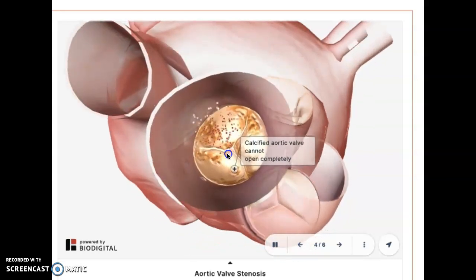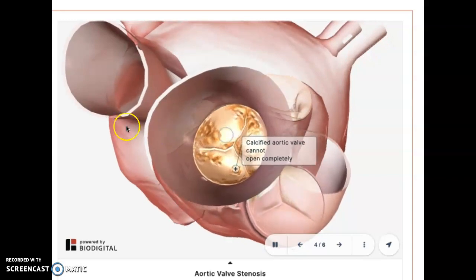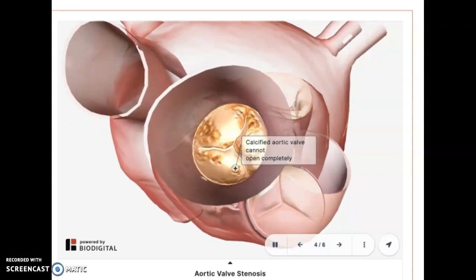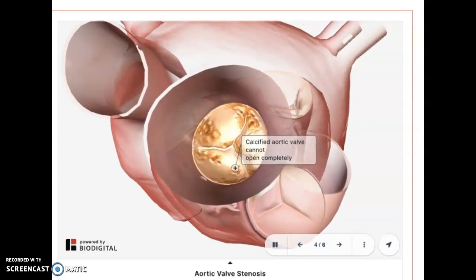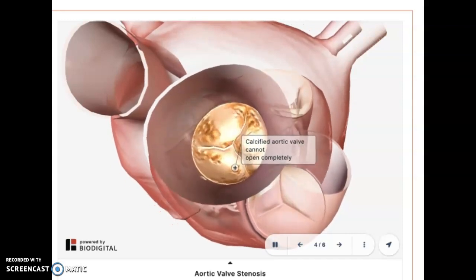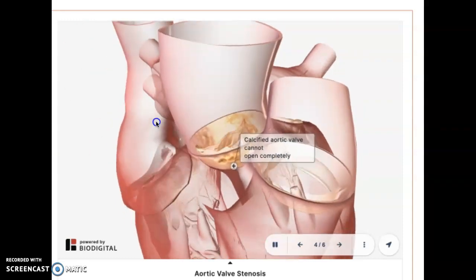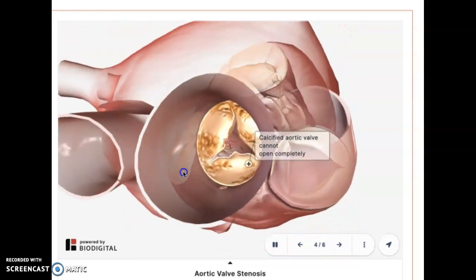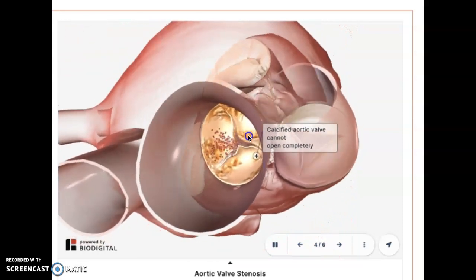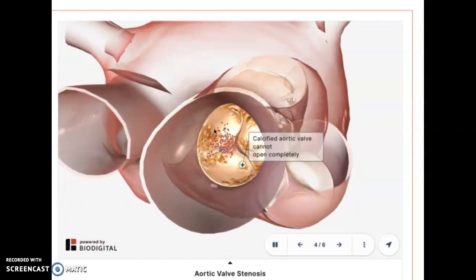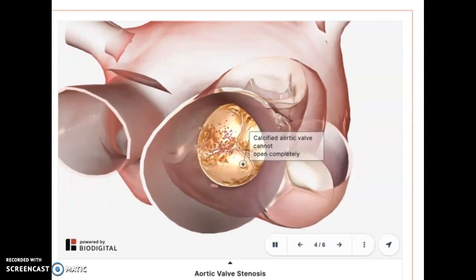So this is something where there aren't necessarily a lot of symptoms. It usually takes many years to develop symptoms, but some patients with very severe AS might feel chest pain, dizziness, and fainting during exercise. Congestive heart failure is also a common complication of aortic valve stenosis. So again, the calcification, the hardening of the aortic valve.